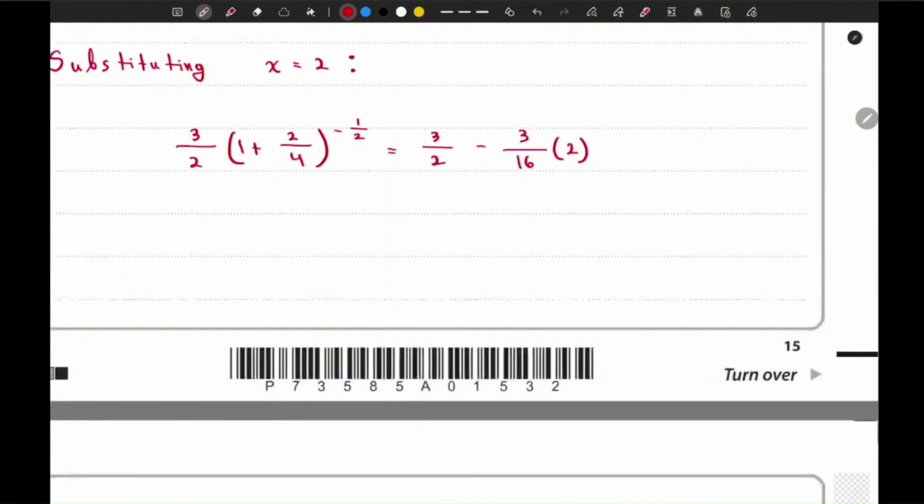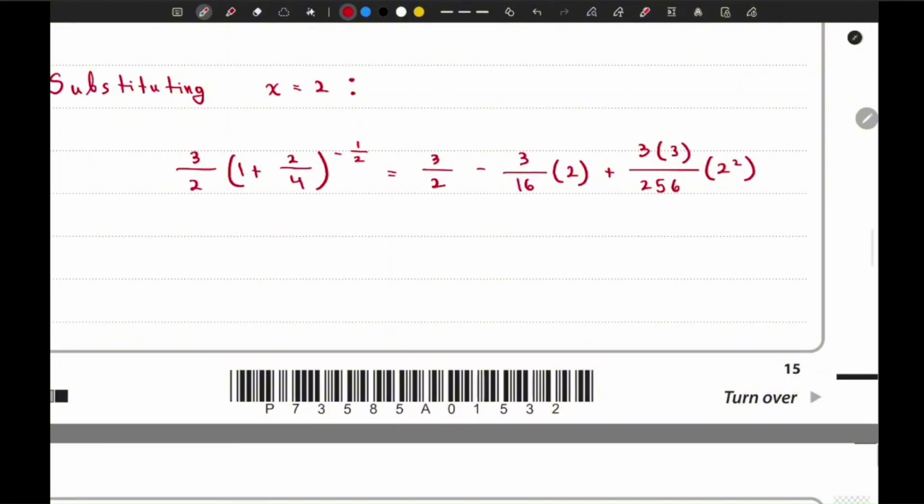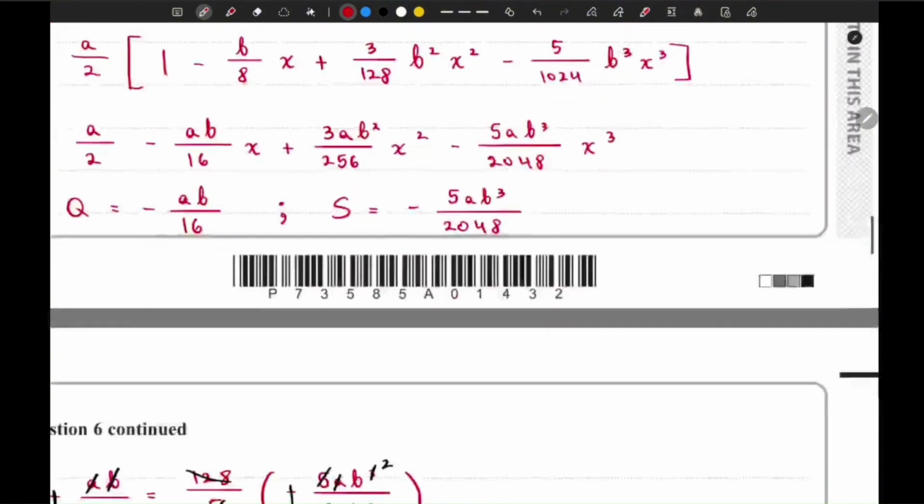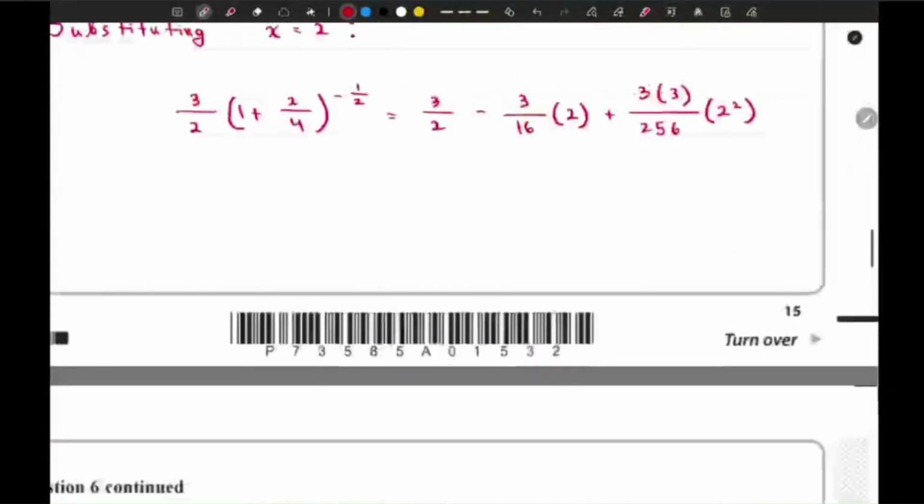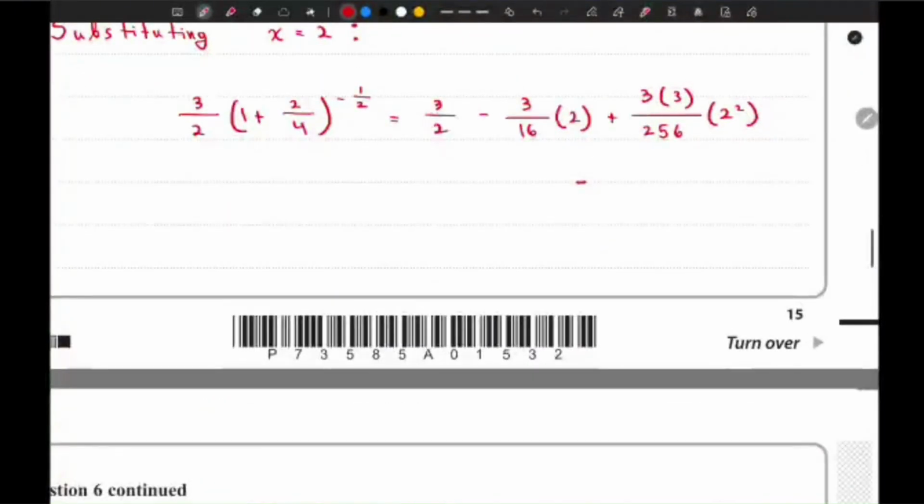So plus 3ab squared divided by 256 times x squared. And minus 5ab cubed divided by 2048 times x cubed. So minus 5ab cubed divided by 2048 times x cubed.